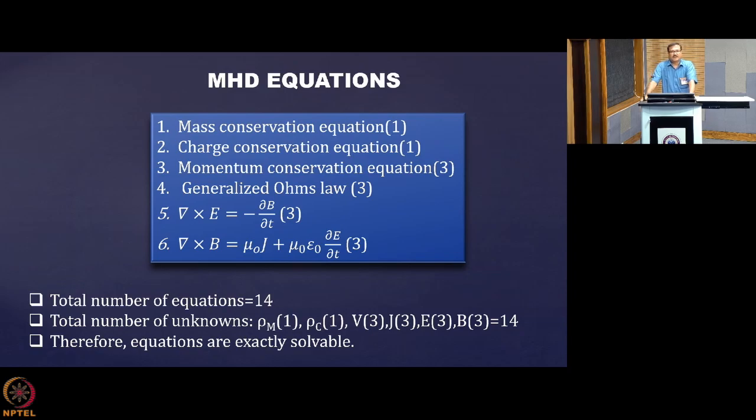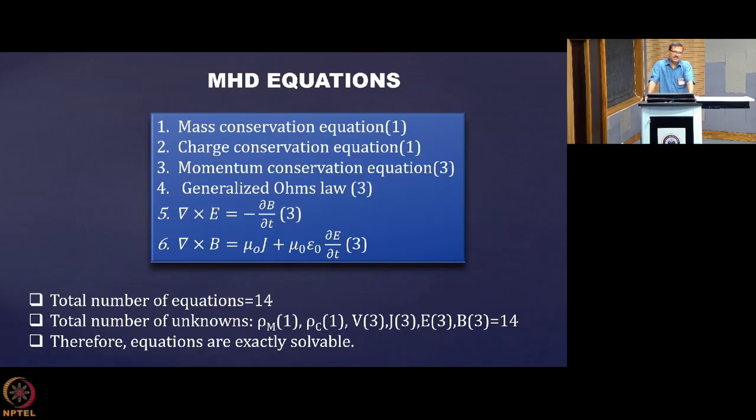So far in the fluid model, what we have now arrived at is the mass conservation equation. We had one equation. Charge conservation equation, we have one equation. Then momentum conservation equation, we have three. Generalized Ohm's law, three. And then we have the Maxwell's equations. Curl E is equal to minus del B del t, and curl B is equal to mu 0 J plus mu 0 epsilon 0 del E del t.